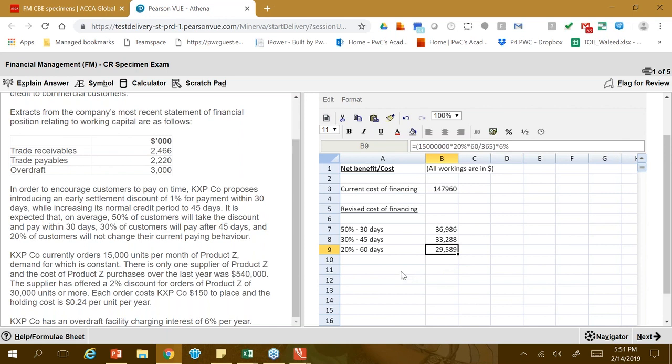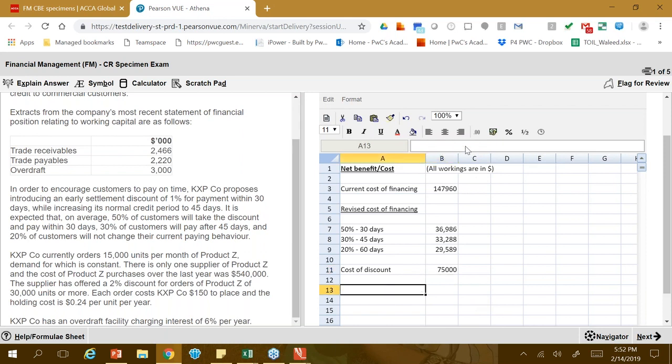Now, this has given me the cost of financing. But is that all the cost involved here? Well, no, that is not all the cost. There's a cost of discount as well, and the cost of discount is simply 1%. So the total sales, 15 million, 50% customers will take the discount, and the discount percentage is 1%. Which means that the cost of discount here comes out to be $75,000.